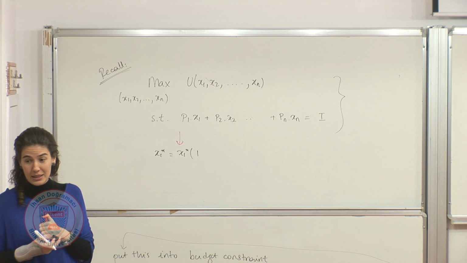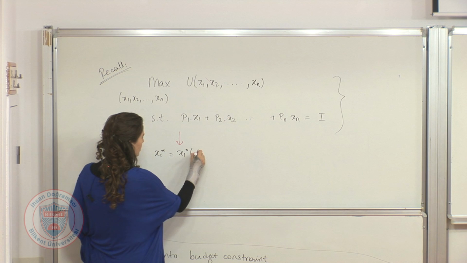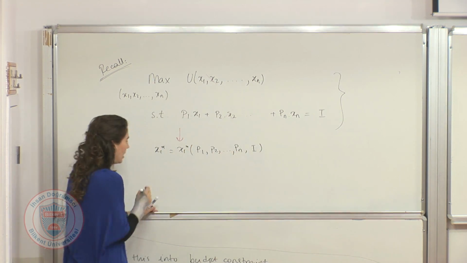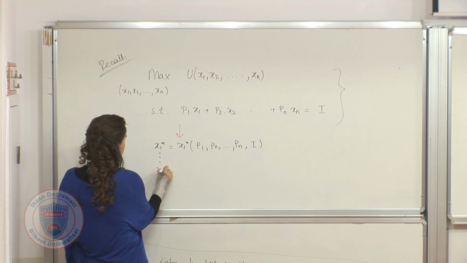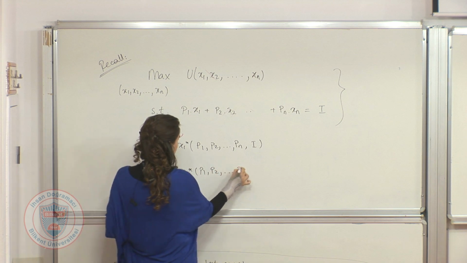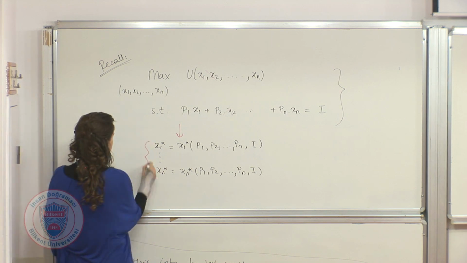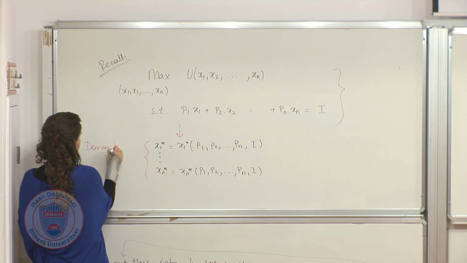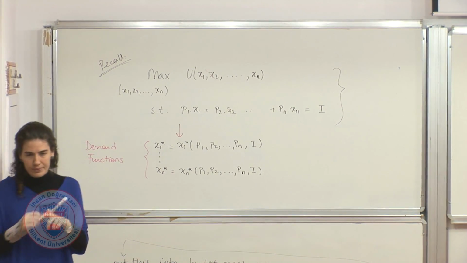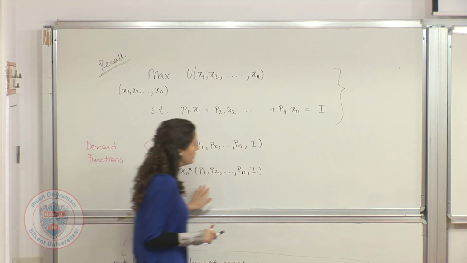It's a function of P1 and all the other prices, and income, right? It's a function of all the prices and Pn and income. And then you have xn star, a function of P1, P2, Pn. Okay? So these are called demand functions. Now, demand functions, okay, now what we would have is actually this.